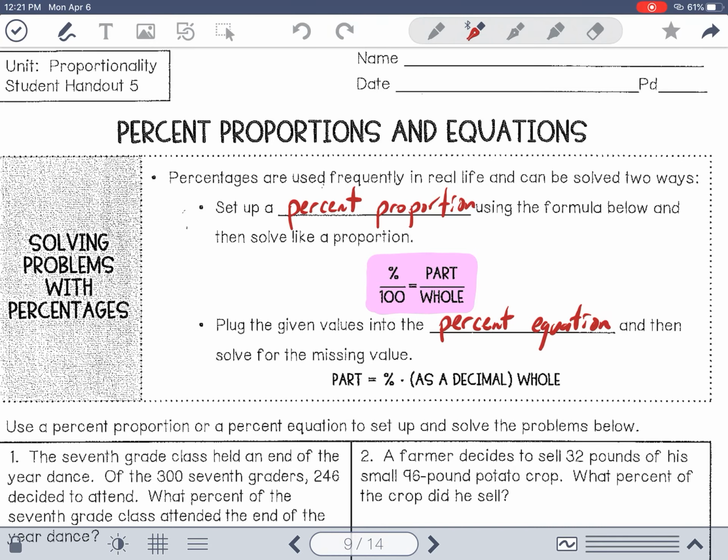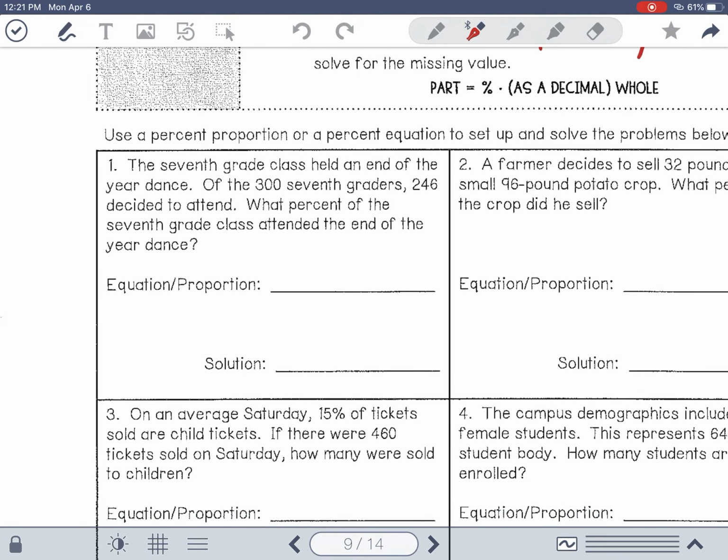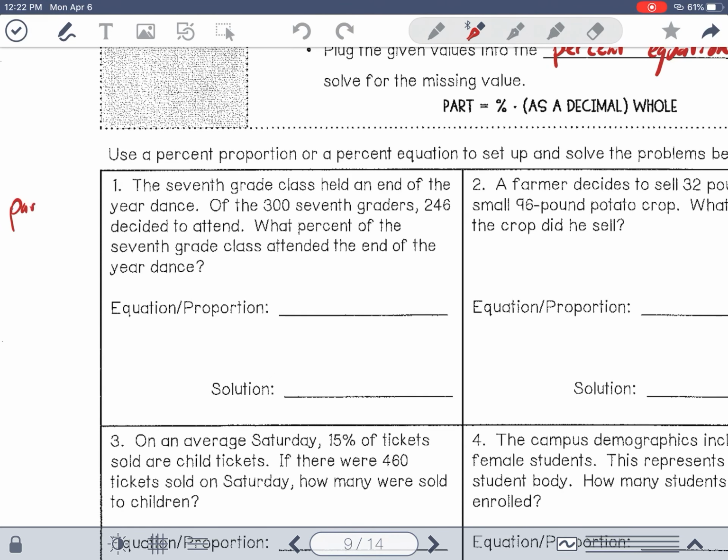I'm going to do problem 1. The 7th grade class held an end-of-year dance. Of the 300 7th graders, 246 decided to attend. What percent of the 7th grade class attended the end-of-year dance? Remember, part over whole. What's the part here, or what's the whole? Of the 300 7th graders, so this is the whole class. What part of the class? There are 246 students that showed up.